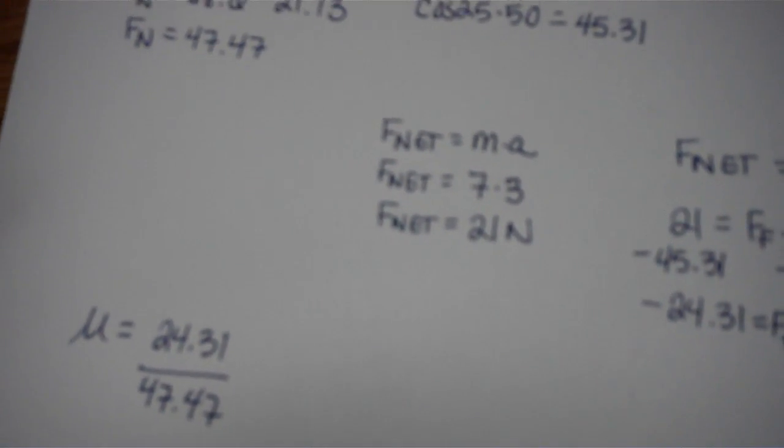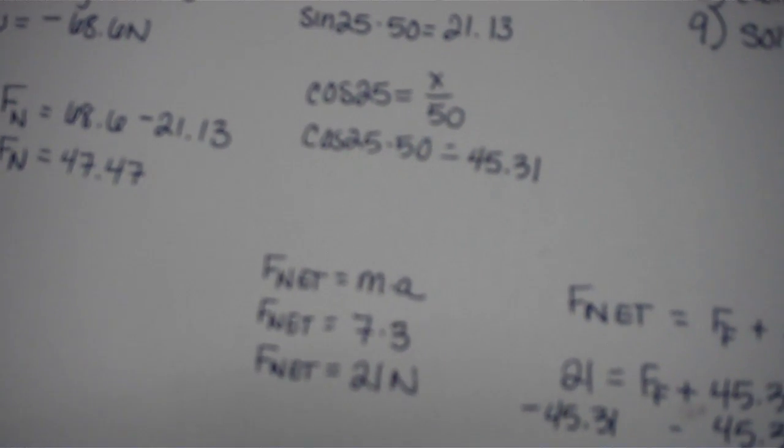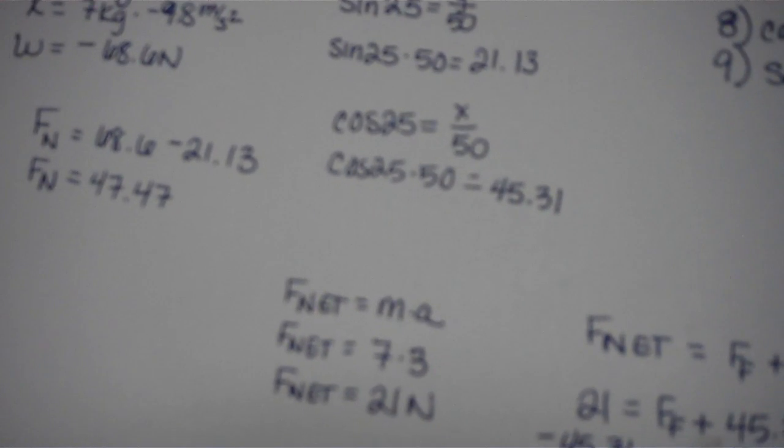Mu is equal to the force of friction, which is negative 24.31, but remember we don't deal with signs, divided by the normal force, which is 47.47. And we get 0.51. So mu is equal to 0.51. And wouldn't you know it, 0.51 for number 17 is letter choice A.